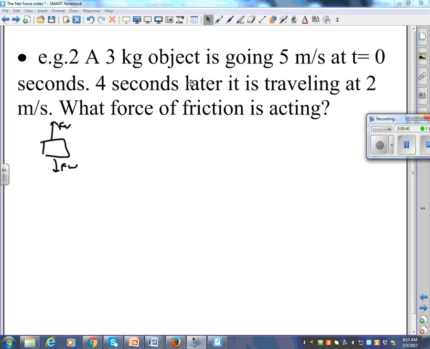But there's no applied force, is there? Right? But there is a force of friction. And we're going to just assume it's moving from left to right because we live in a left to right world. Here in North America anyways.